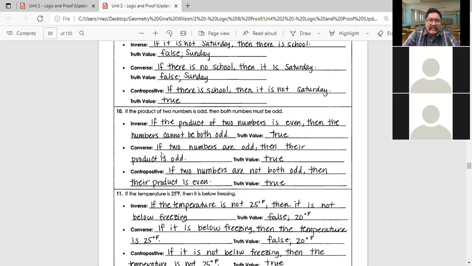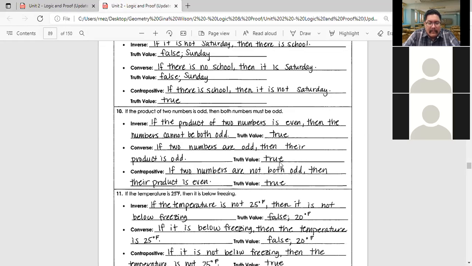Converse. Remember, that's the one where we switch the placement of the hypothesis and the conclusion. So here it says talking about the product. Over here it says both numbers. So if 2 numbers are odd, then their product is odd. Is that true? Well, yes. Like I was just saying, 3 times 3 is 9, 5 times 5 is 25. We could try a couple of other numbers, but I'm pretty sure that it would be true.